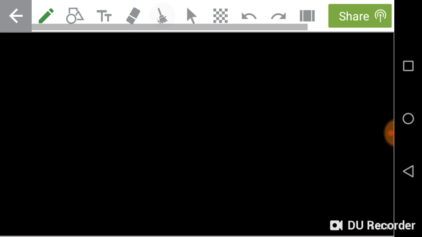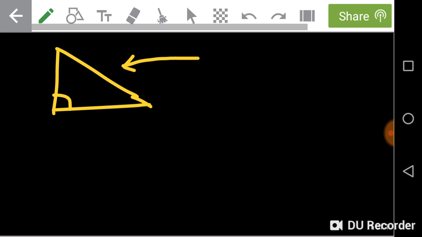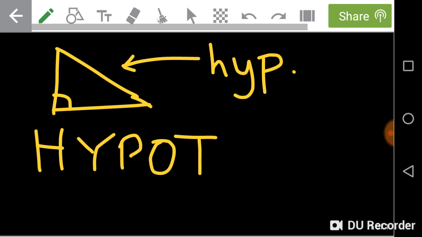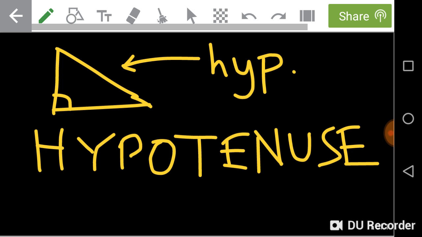Now let us see how the Pythagorean theorem works. If we have a right-angled triangle like this, remember, one has to be 90 degree. Now always we have to remember that opposite to the 90 degree symbol will be the longest side of the right angle triangle, and this longest side of the right angle triangle is referred to as hypotenuse. Let me write the spelling. It's hypotenuse. This is referred to as the longest side of the right angle triangle.